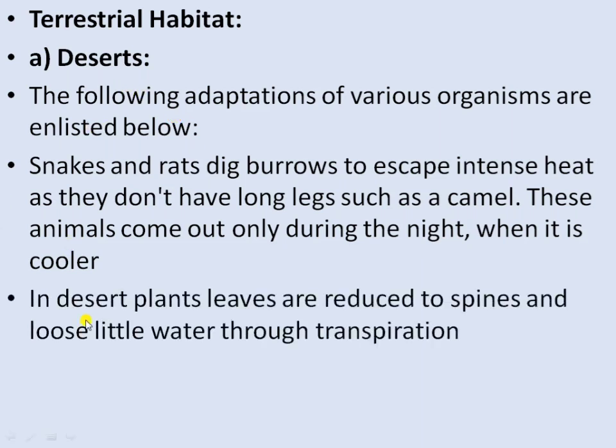Next adaptation in desert: plants' leaves are reduced to spines and lose little water through transpiration. In desert areas, the leaves of the plants are modified into thorns and spines, so they lose little water through transpiration.